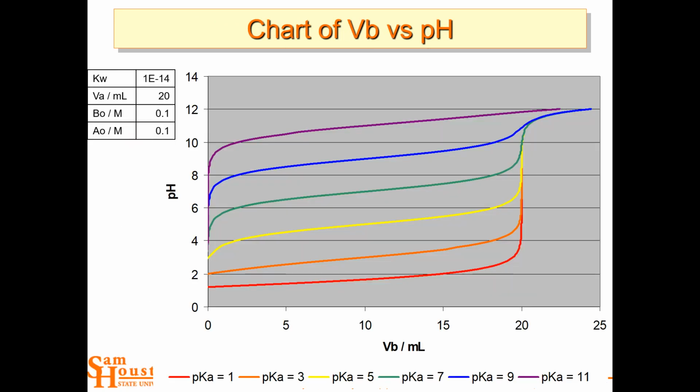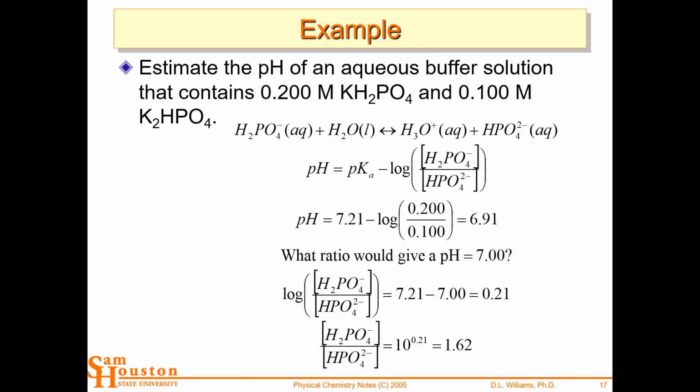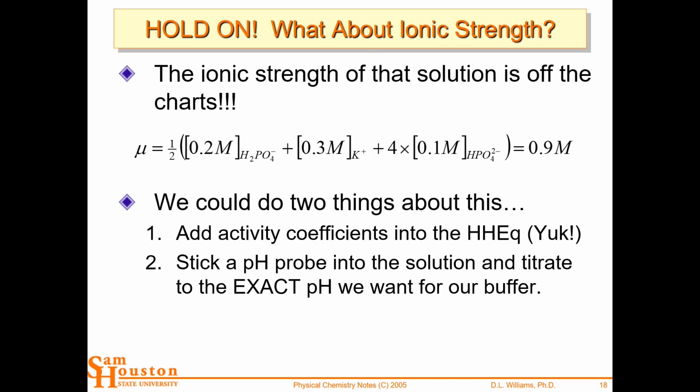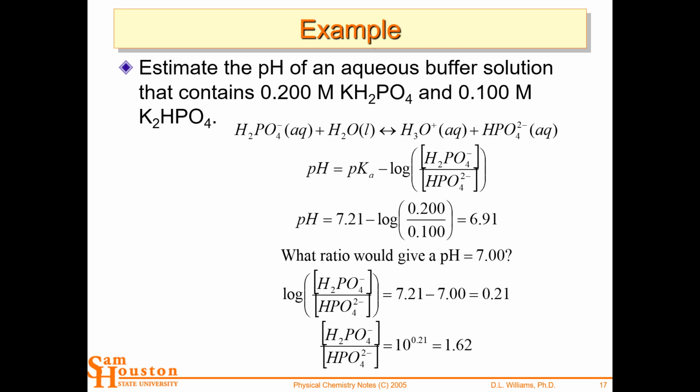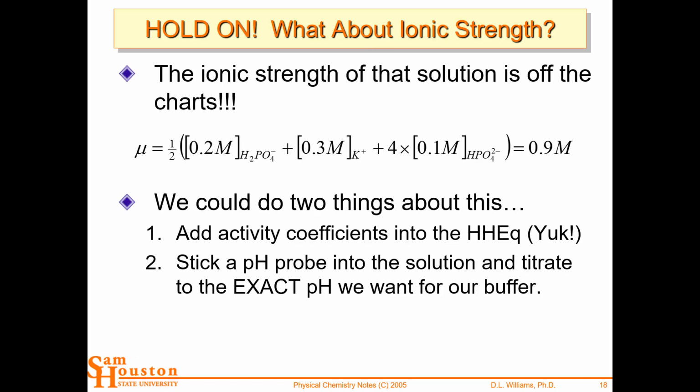And so when we get to this, we've got this chart of volume of titrant versus pH, and you see all the different buffering regions based upon the different pKa's. And so here we can estimate the pH of an aqueous buffer solution, and we've got the equilibrium here, and we come down, we've got the Henderson-Hasselbalch equation, we can calculate the pH. But what's the deal here? If we were to calculate the ionic strength of that solution, okay, if we look at the concentrations, 0.2 and 0.1, our ionic strength would be 0.9 molar.